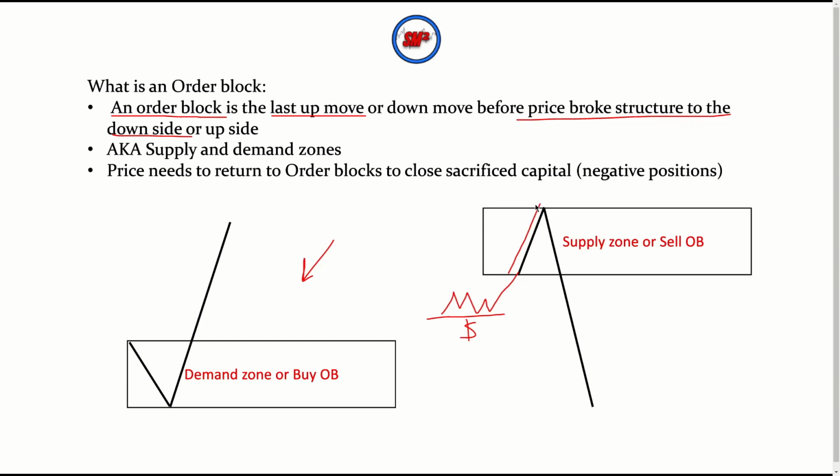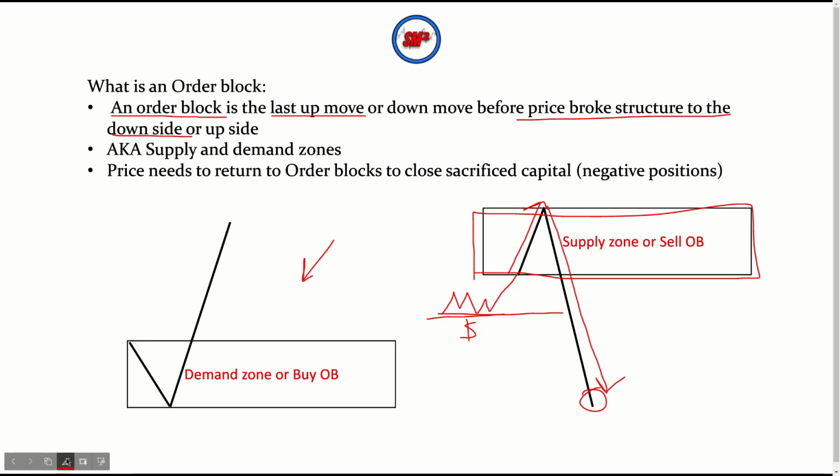So this would be the last up move before price shot all the way down and broke structure to the downside, printing out our new low, right? Now that is simply the supply zone, or the sell order block. This area right here, that last up move, is our order block that we will be entering from, or trying to get an entry from. We might get a confirmation entry or a find entry or something like that.